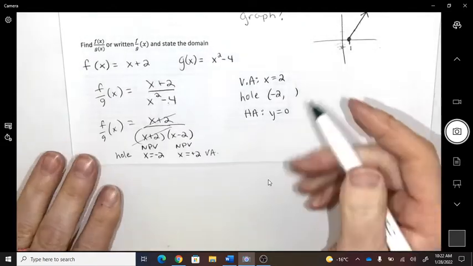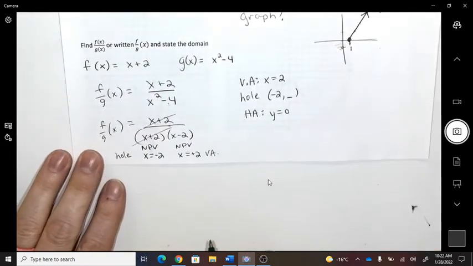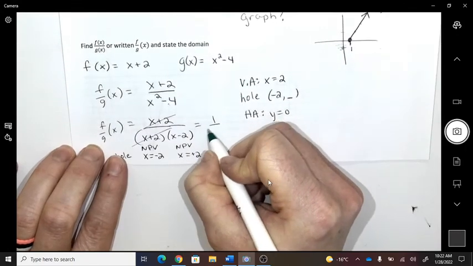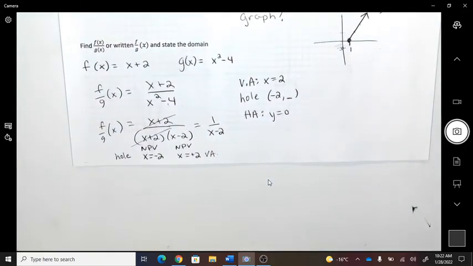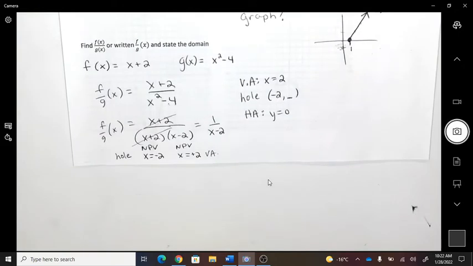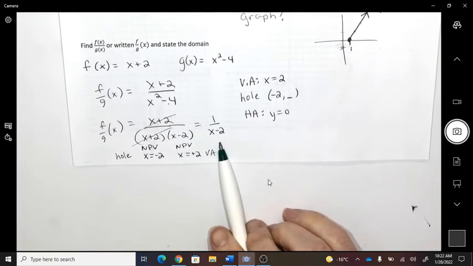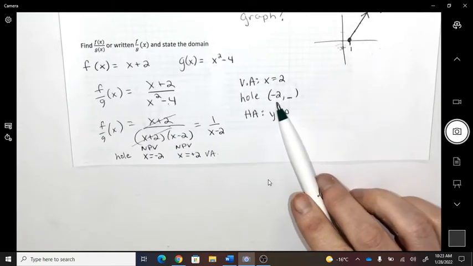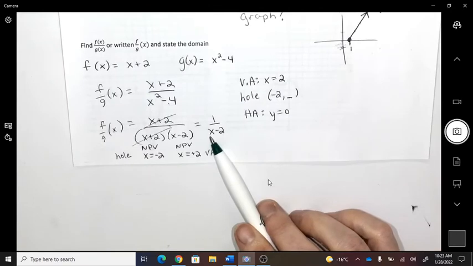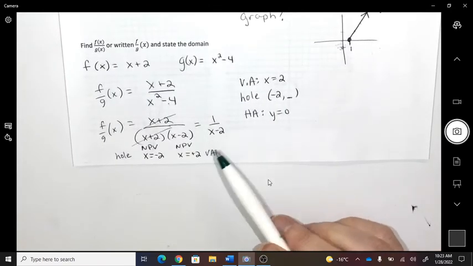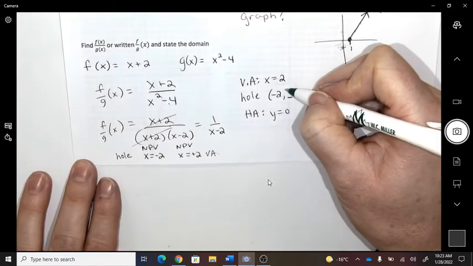Okay, can you figure out the actual coordinate of the hole? So if I was to rewrite this with the canceled, if I cancel that, it would look like that. So what is the coordinate of the hole? So can you plug a -2 into that? What do you get when you plug a -2 in? Are you getting -1/4?